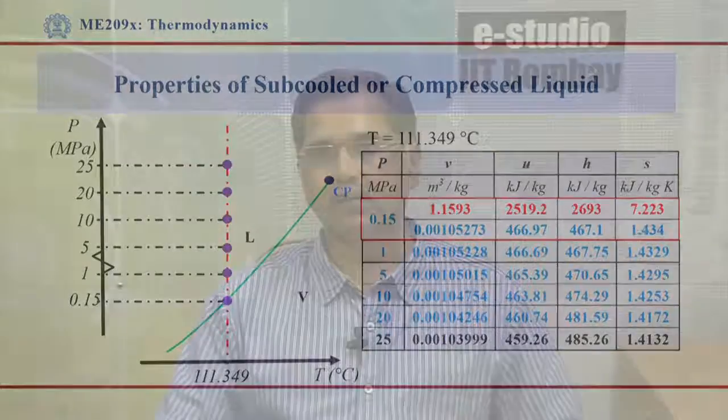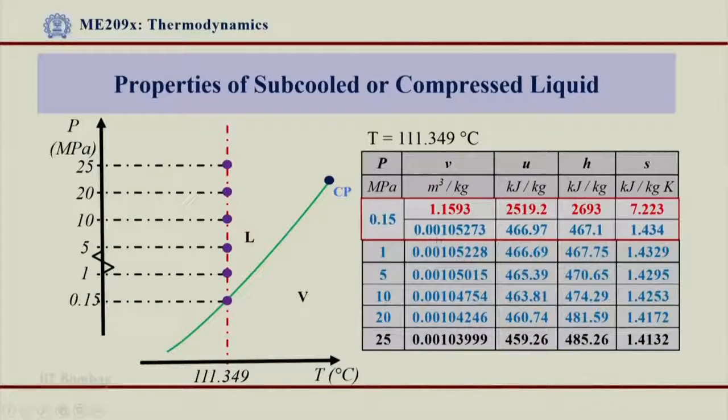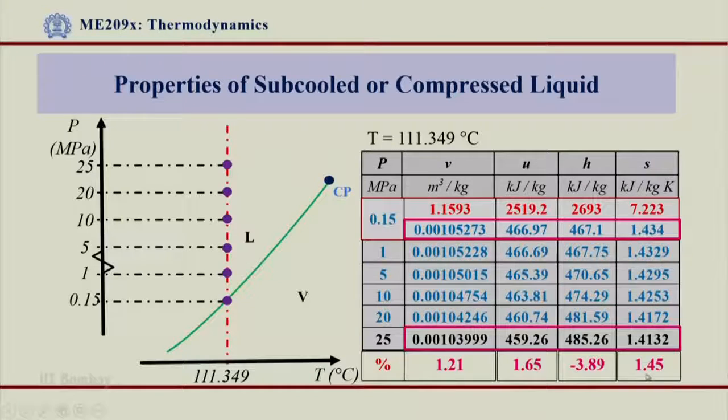If I compare these property changes, if I do the property at 0.15 minus the property value at 25, divided by the original property, and compute the percentage change, in the last row we can see, comparing the properties at 25 MPa to the properties at 0.15 MPa for the subcooled region, taking the liquid properties now, the percentage change for V is hardly 1.21, the percentage change for U is hardly 1.65, the percentage change for H is minus 3.89, which is a little bit more, and the percentage change in entropy is just 1.45.